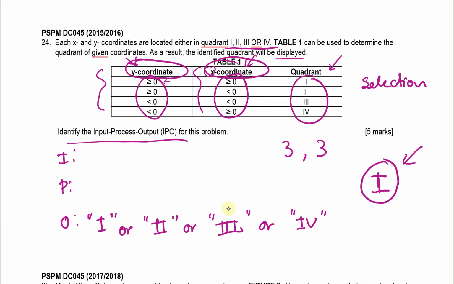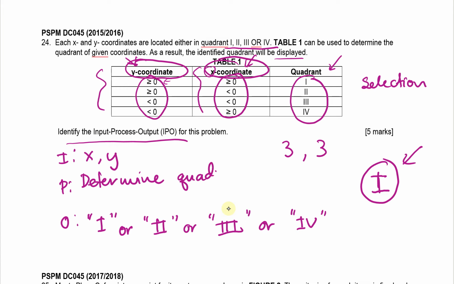So what is your input? Of course your input is x and y, or you can also write as x coordinate, comma, y coordinate. Must be separated by comma. So what are you going to determine? Since this one is the selection, determine. You can write determine the quadrant.